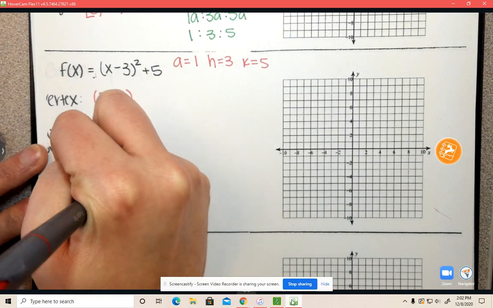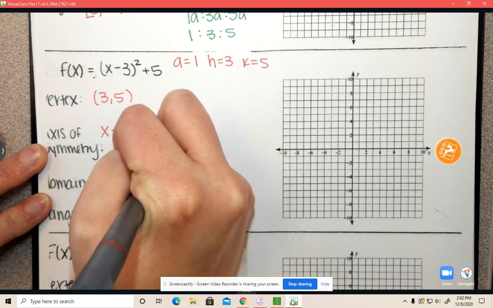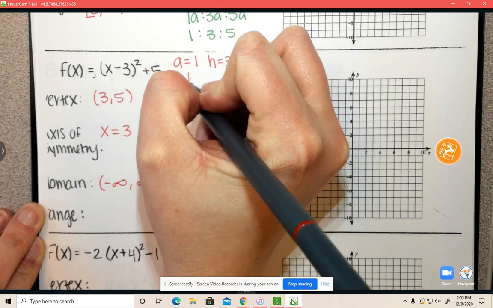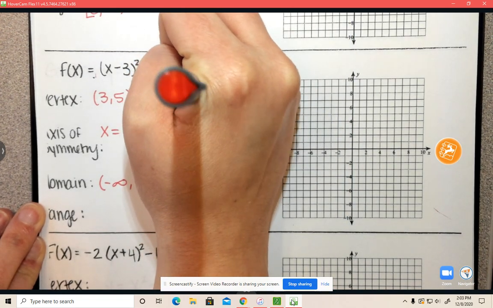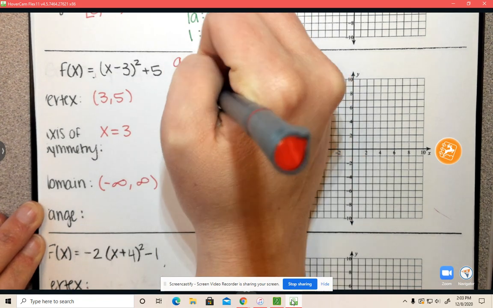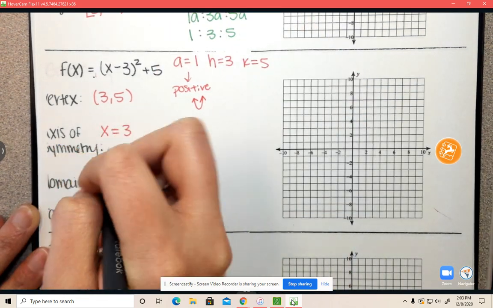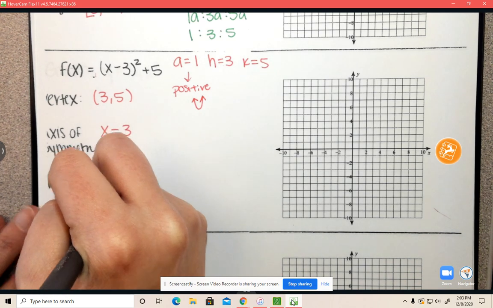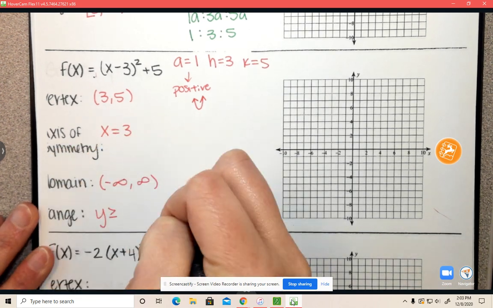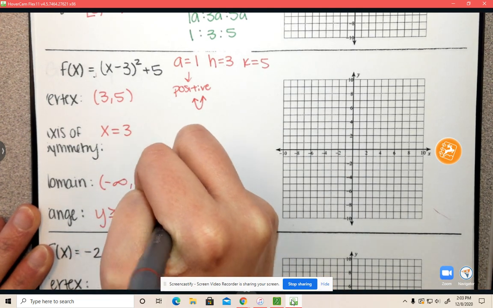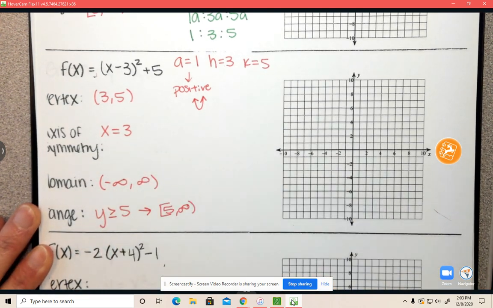Our domain is, again, all real numbers. And our range, so our A is positive. So that means we're open and up. Okay, and so our range is going to be y is greater than or equal to 5, or in interval notation, 5, infinity.